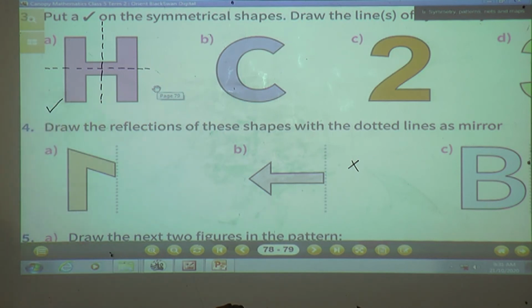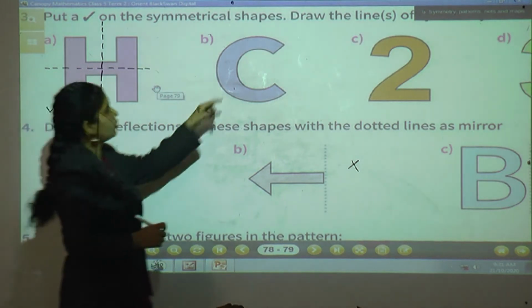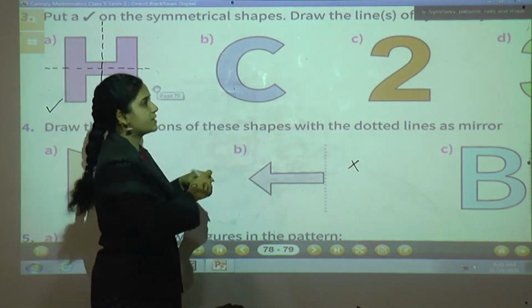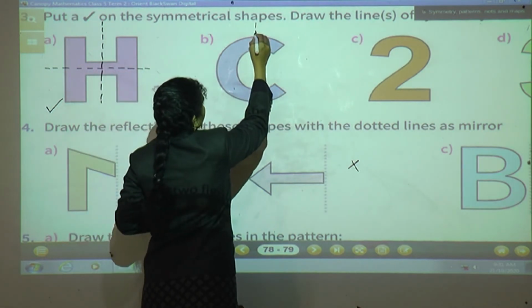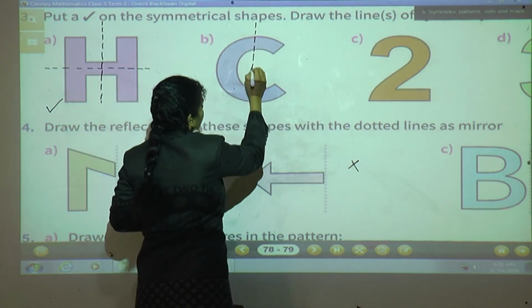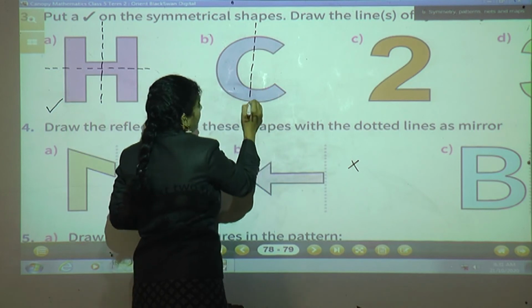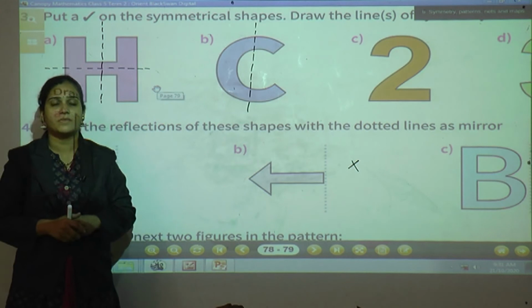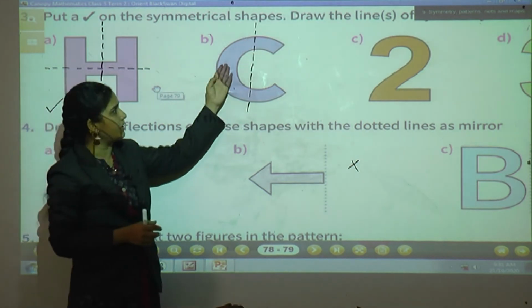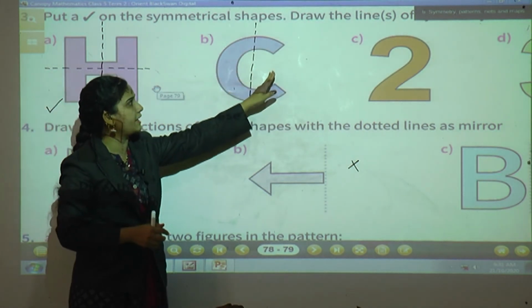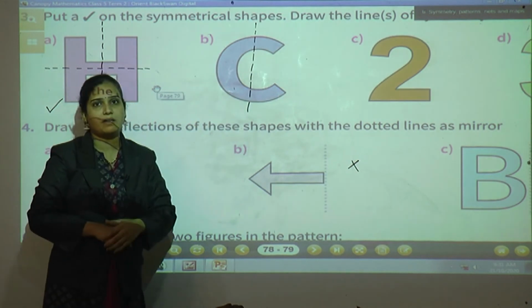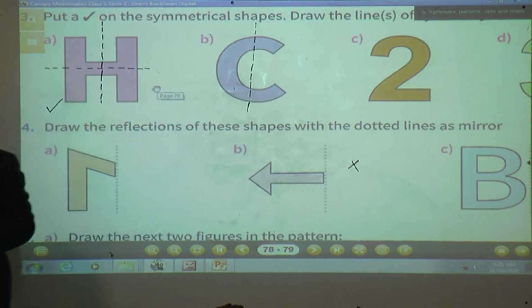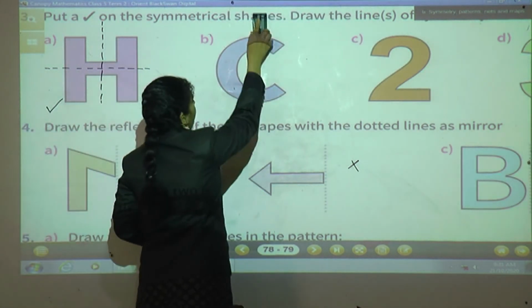Now for B1, see students, can I draw a vertical line here? If I draw the line vertical here, can this line divide the C into two equal parts? See, if I fold this, can I get two equal parts? No. That means we can't draw a vertical line.